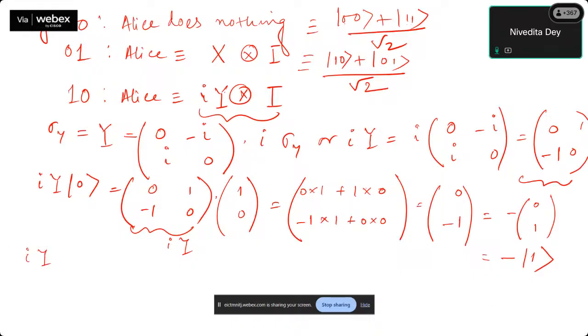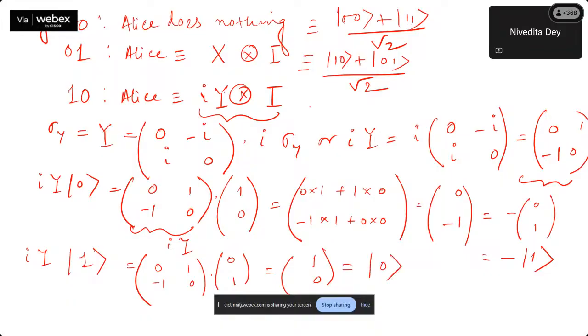Similarly, IY on ket 1, ket 1 is 0 1. So just multiply it. It will be 0 into 0 plus 1 into 1, that is 1, and minus 1 into 0 plus 0 into 1, that is 0, which is ket 0. So that means your 0 will be minus ket 1, 0, and this one will be simply 0, plus 0, 1, by root 2. Okay. Clear mathematics. No such quantum thing here so far.